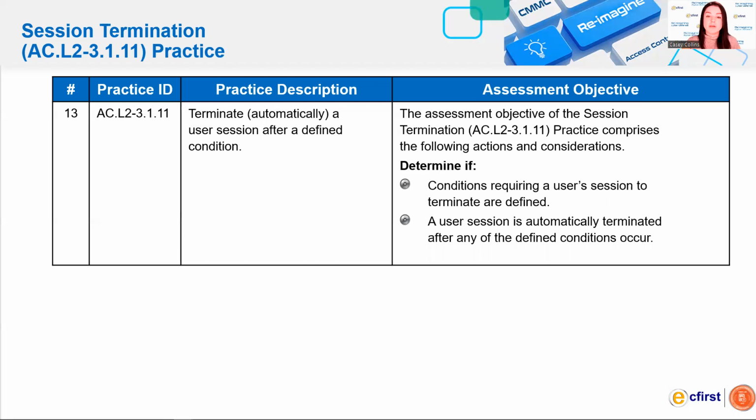Session termination. Terminate automatically a user session after a defined condition. So conditions requiring a user session to terminate are defined. A user session is automatically terminated after any of the defined conditions occur.